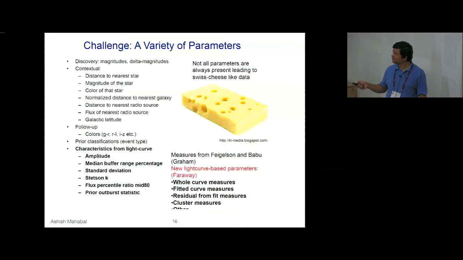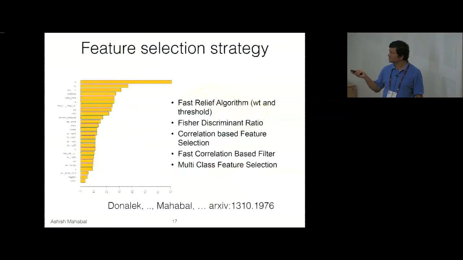Then when you do follow-up, you get certain colors, so those become important features. There are prior classifications, event types, those become useful. Characteristics from light curves that we were saying, and then various different measures which you can define either on the whole curves, or you fit them and get residuals, so you can define something new on residuals, so those become important and interesting as well. So choosing from these becomes an important thing.